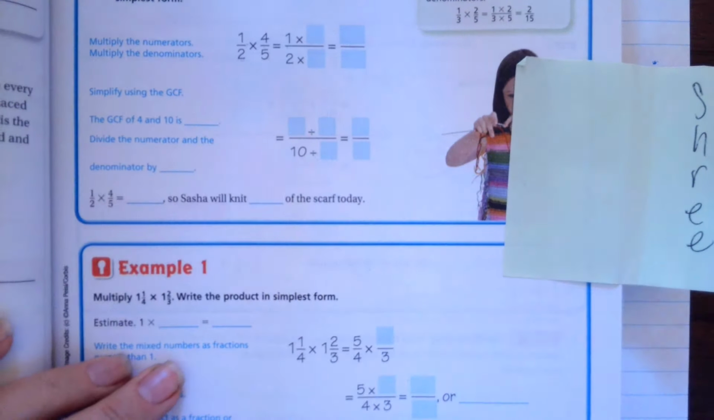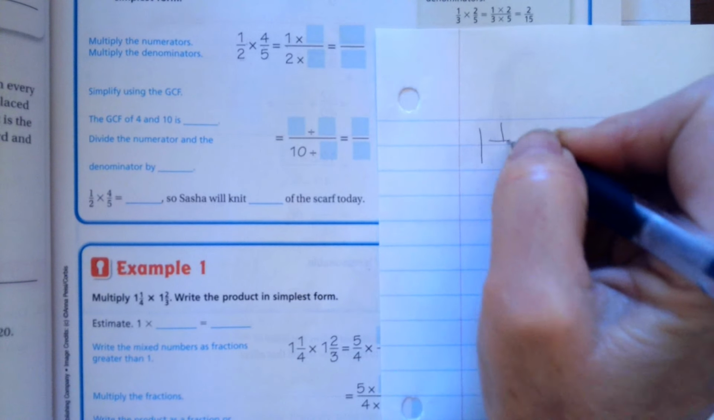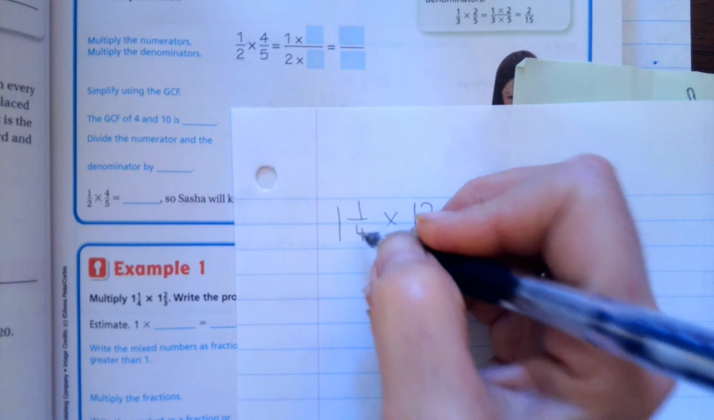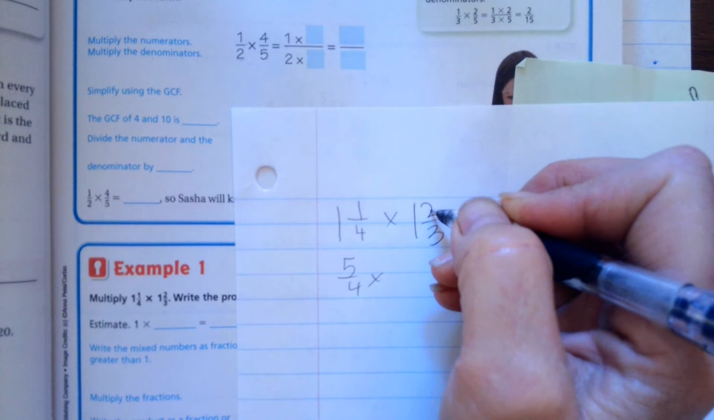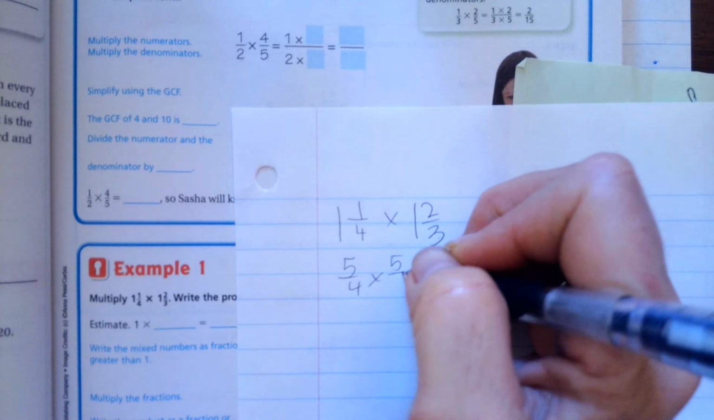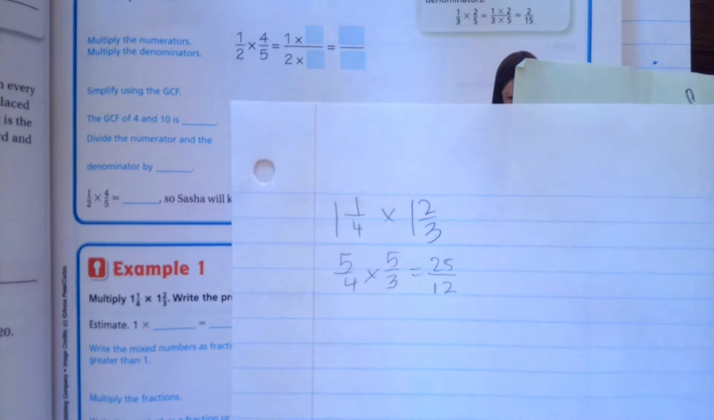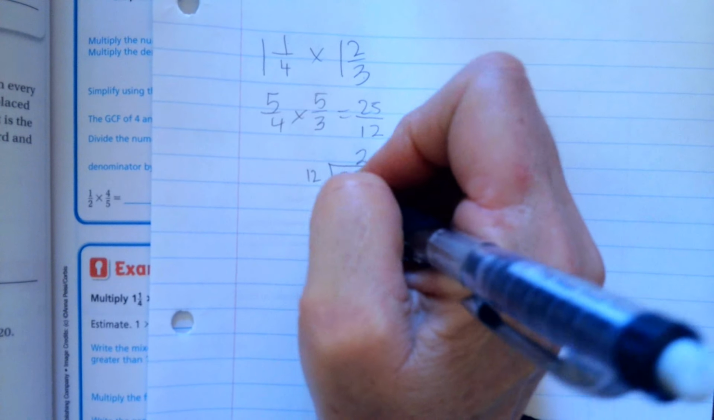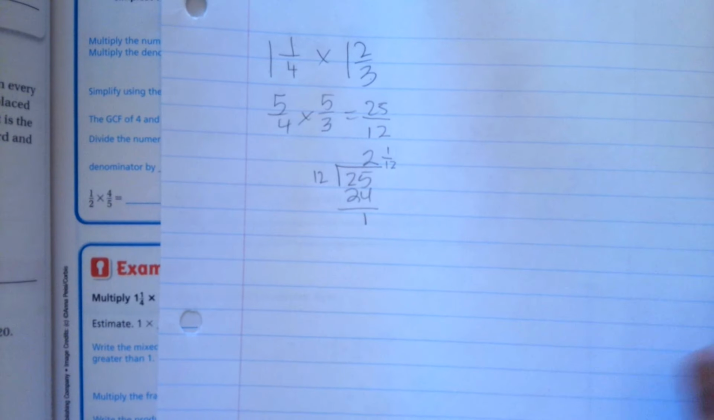Okay. And then for mixed numbers like this one, you first change it to an improper fraction. So you would do 4 times 1 plus 1 is 5/4 times 3 times 1 plus 2 is 5/3. And then you would multiply across, 25 over 12. And then you would turn it to a mixed number. 12 goes into 25 2 times with 1 left over, and our denominator stays the same. So that's all great.